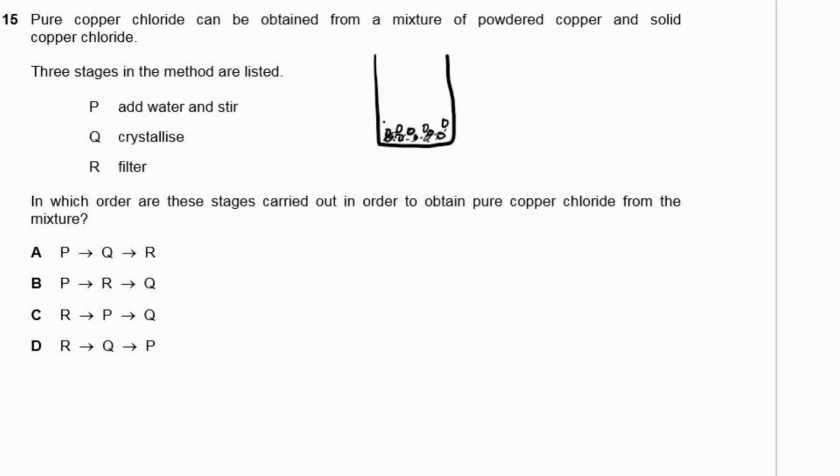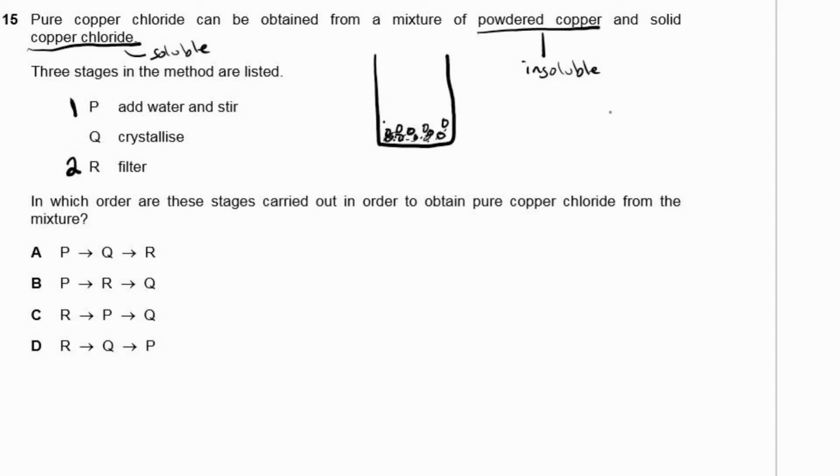You can't just pick out the little bits of copper chloride because there'll be little bits of copper attached to it. It just doesn't work. So how do we separate them? Well, first of all, powdered copper is insoluble. It does not dissolve in water. Copper chloride is soluble. So, first thing we have to do is add water and stir. We dissolve the solid copper chloride in water. And then, because the powdered copper has not dissolved, we can filter out the copper.